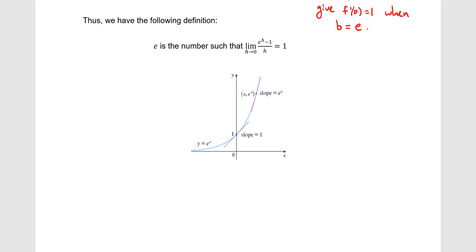So what does that mean? That means if we have the function y equals e to the x, and we put a nice little dot when x equals 0, the slope of this tangent line equals 1.